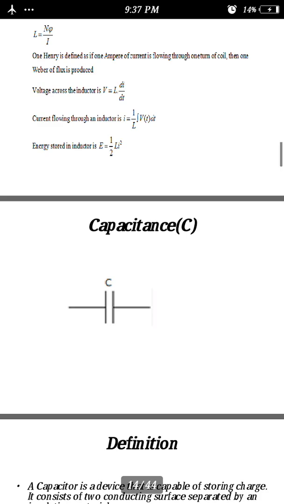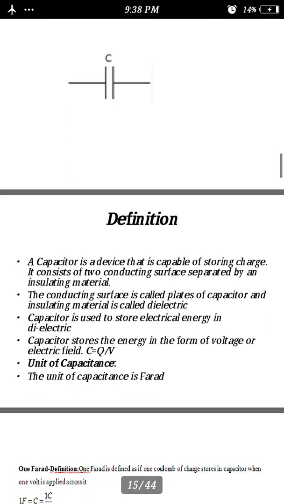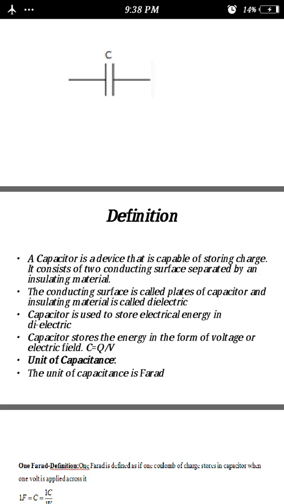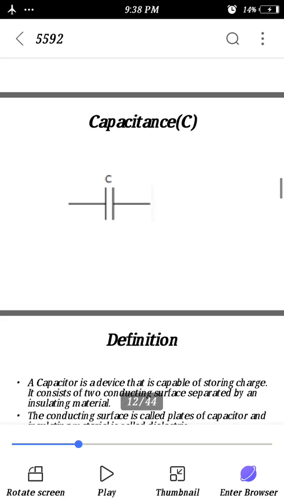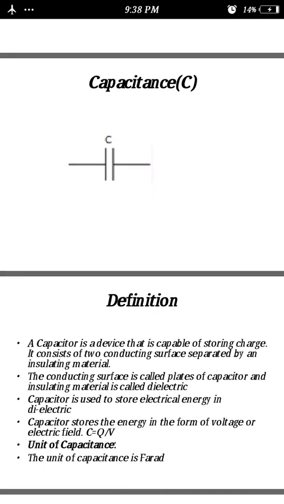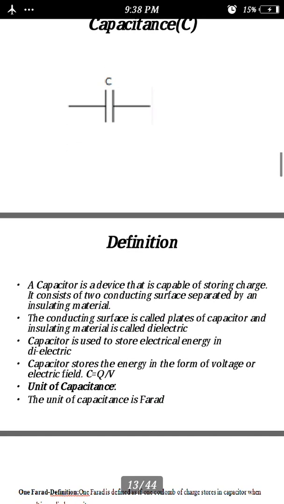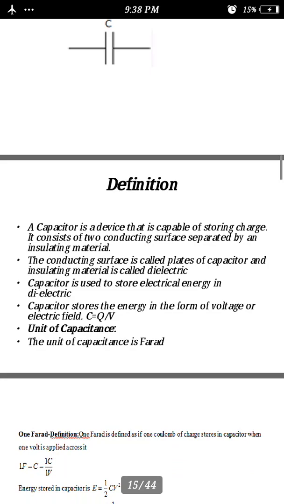The third element is the capacitance. This is the symbol of capacitor. The definition is, it is a device that is capable of storing a charge. It consists of two conducting surfaces separated by an insulating medium. So listen, this symbol is for capacitance. You can understand from the symbol that it is made up of two conducting surfaces separated by an insulating material. The conducting surfaces are called plates of the capacitor, and the insulating material is called the dielectric. The material which is present between the plates is called the dielectric.